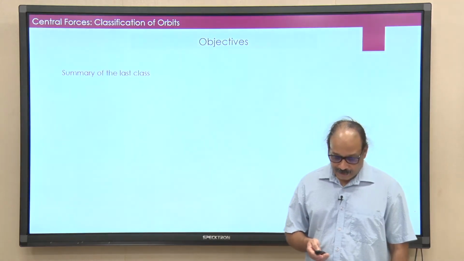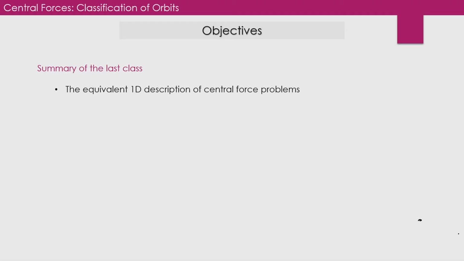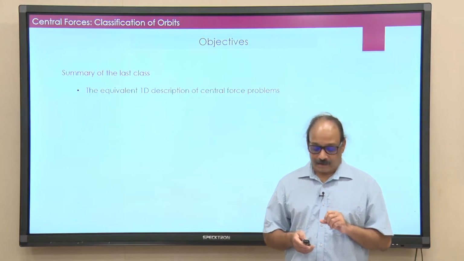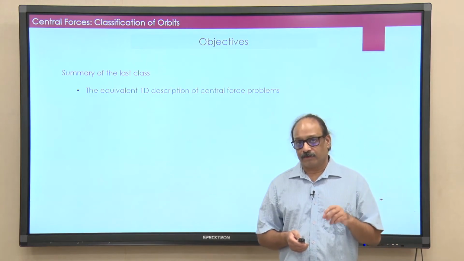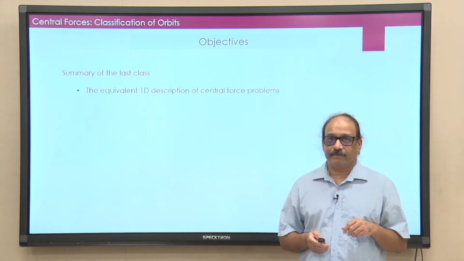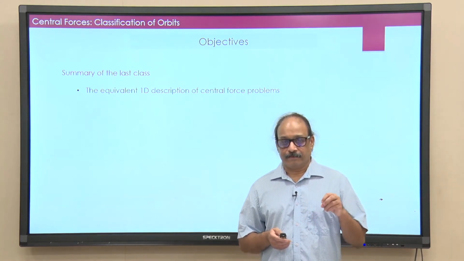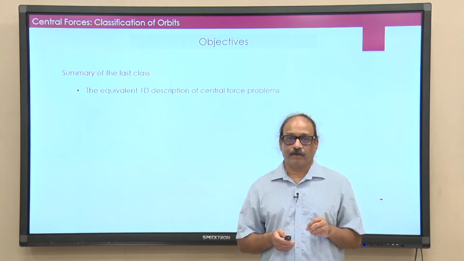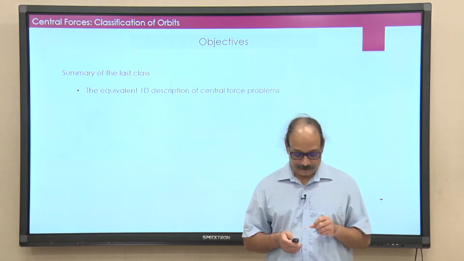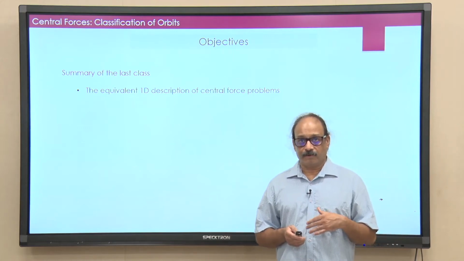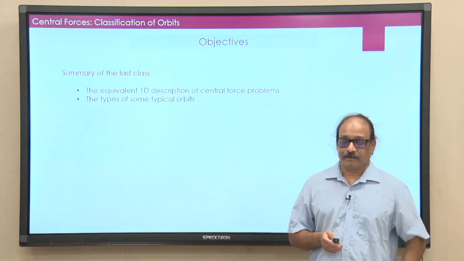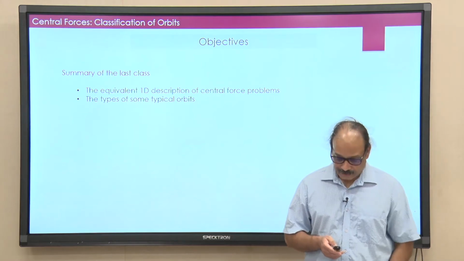In the last class, I talked about the equivalent description of the central force problem in terms of a one dimensional problem. On the basis of that, we also discussed the kind of orbits that we are likely to get. We did that for a few example cases, where we took the inverse square law, inverse cube law and harmonic oscillator and so on, and we described the kind of orbits that you are likely to get. So, this is what we did in the last class.